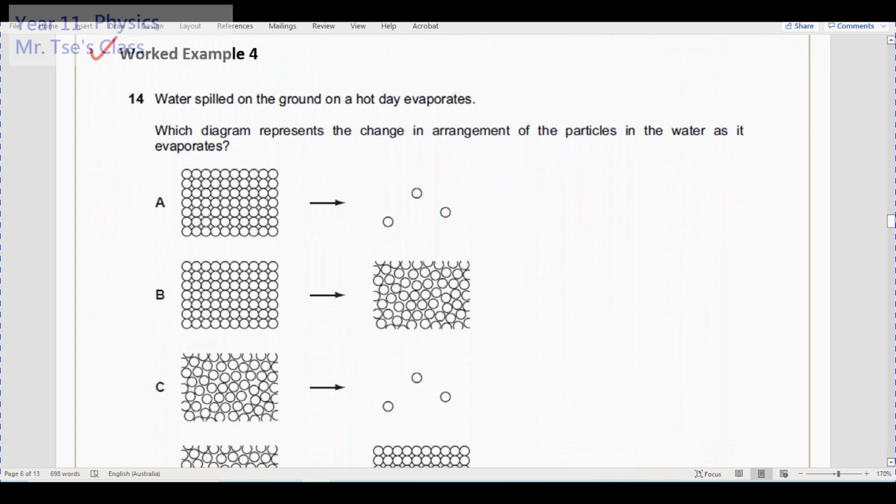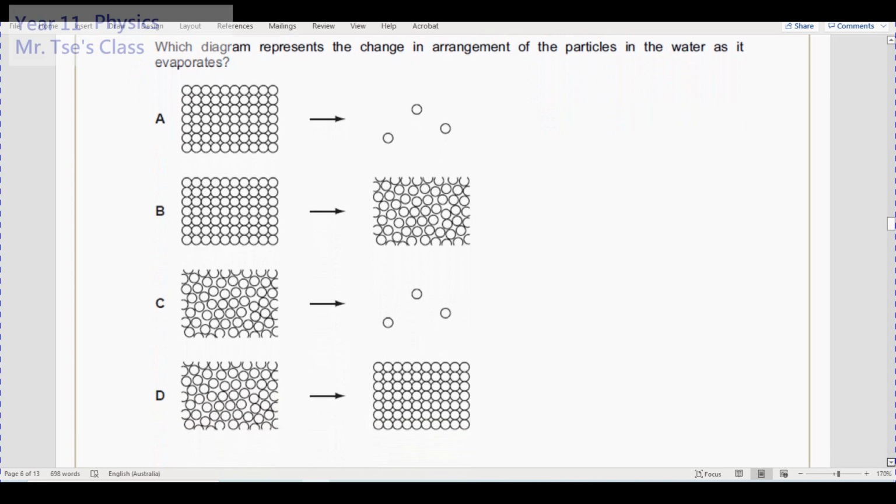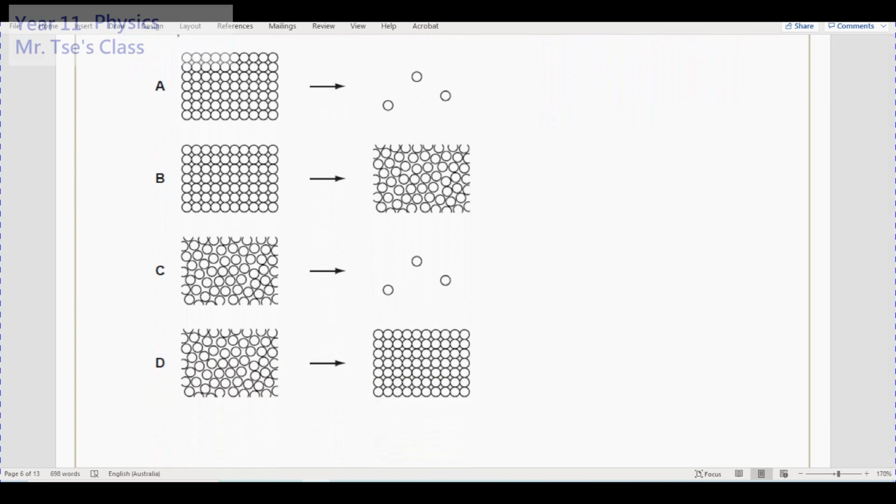Water spilled on the ground on a hot day evaporates. Evaporate is always liquid becoming gas. So the arrangement changes, it must be liquid becoming gas. So C and D start with liquid, and that's gas, and this is solid. So the answer is C.